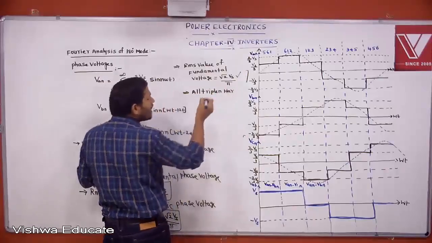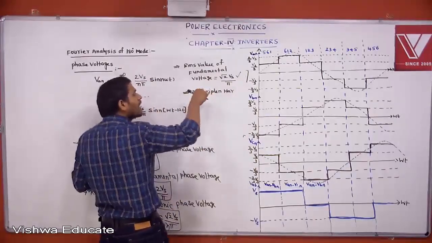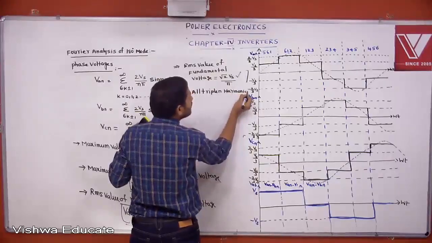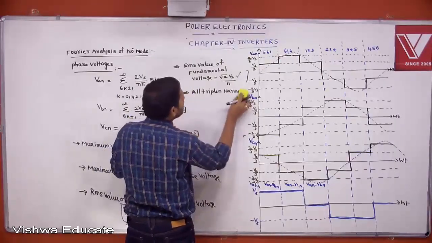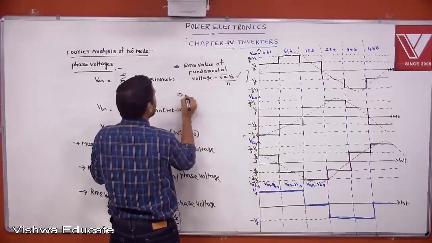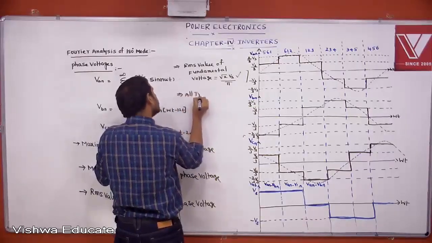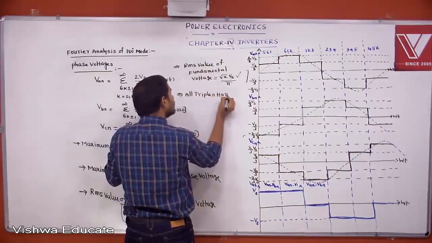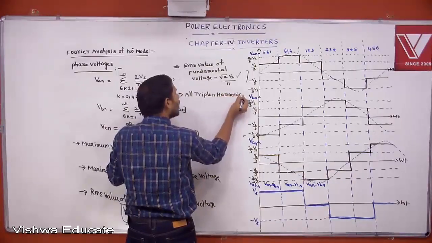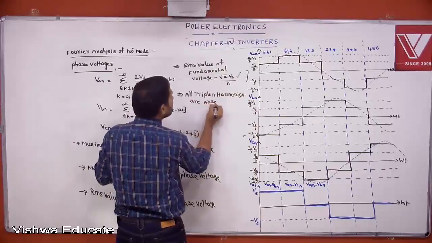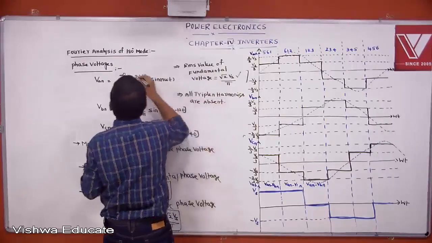Inherently, because of symmetry, even harmonics are already absent, along with all triple-N harmonics. That you write: all triple-N harmonics are absent in the case of 180 degree mode, in phase voltages. These are phase voltages.